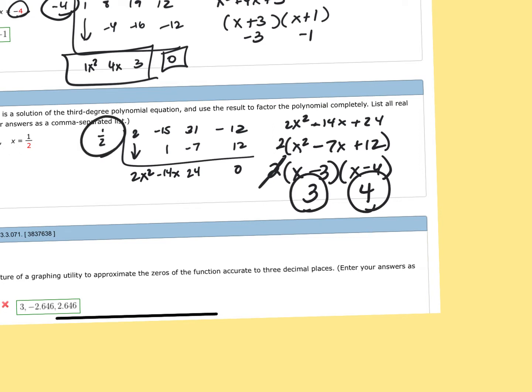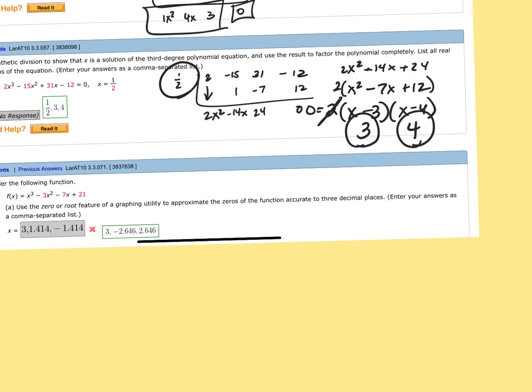Richard? Why can't the 2 be a zero? Because if you set that equal to 0, you can't solve it, right? Like if you took out a 2x, now you have another 0, and it's 0, right?